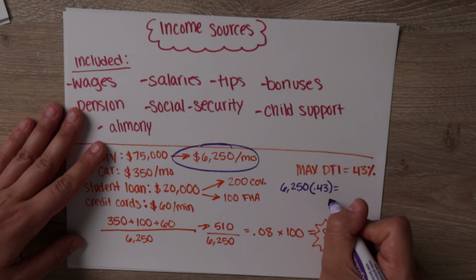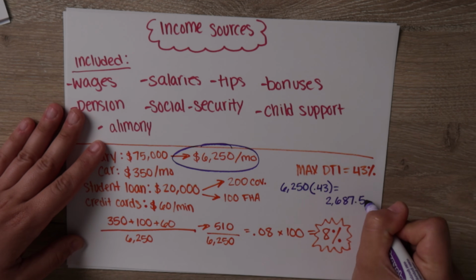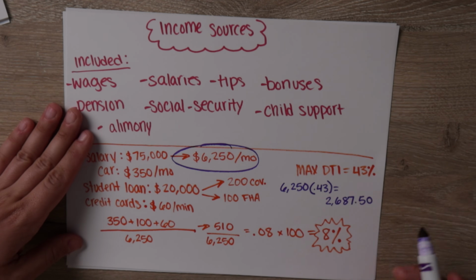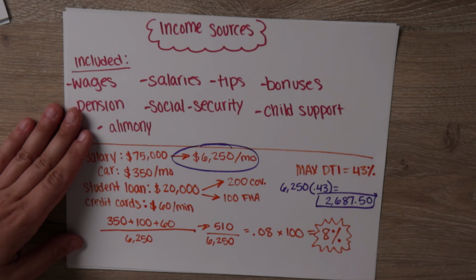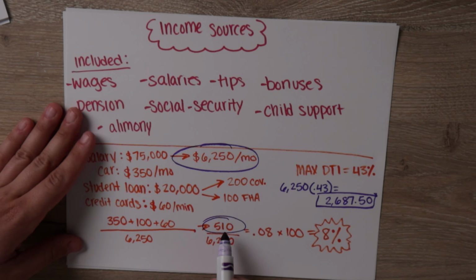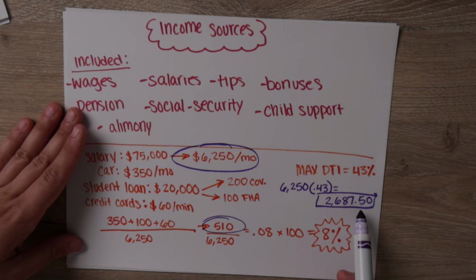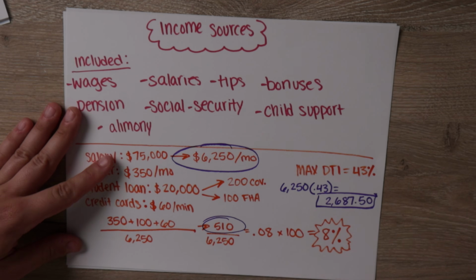That is going to give me $2,687.50. All right, here is where the fun part comes in. I can take this number, which is my 43%, my safety number when it comes to what lenders like to see, and I can subtract from that what? My total monthly debt payments. Because when I take what I can have as my debt payments, subtract what I'm currently paying out, what will that give me? That'll give me the amount that I could pay each month towards a housing payment.